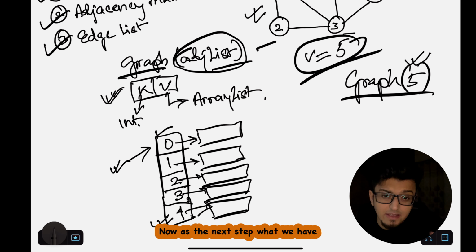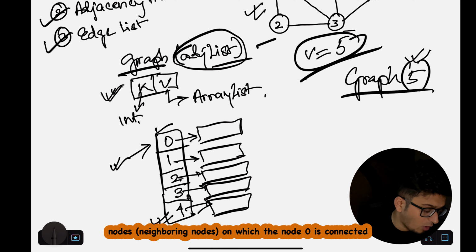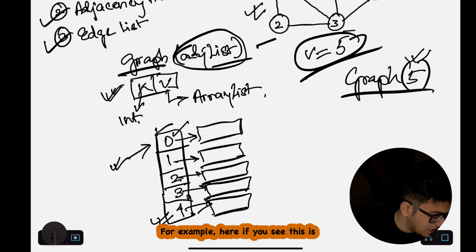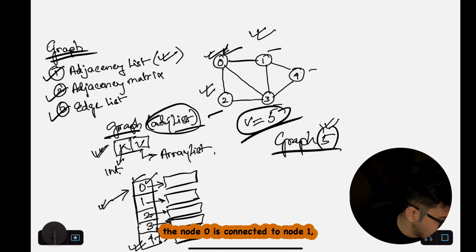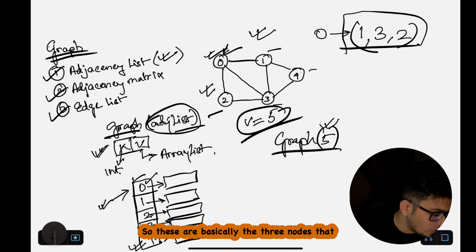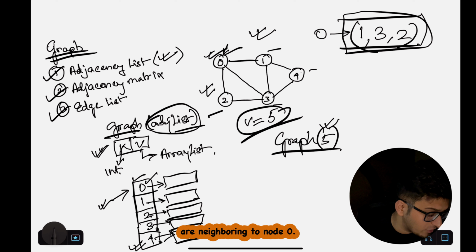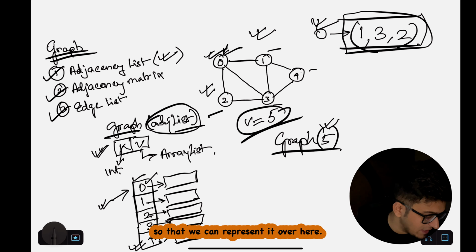Now, as the next step, we have to identify the connecting nodes to which node 0 is connected. For example, here this is an undirected graph, and node 0 is connected to node 1, node 3 and node 2. So these are the 3 nodes neighboring node 0. Somehow we have to write the code so that we can represent it over here.